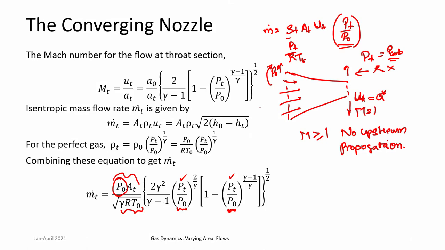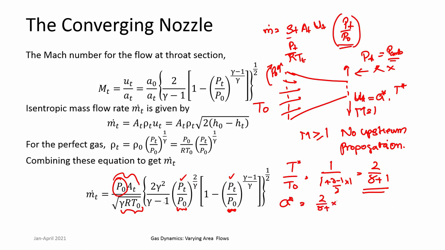So if you started off with an initial T naught, that is the stagnation temperature, you can find out the corresponding T star. T star by T naught is 1 by 1 plus gamma minus 1 by 2 multiplied by 1, which is 2 by gamma plus 1. So this value is known, and correspondingly you can find a star as the square root of 2 by gamma plus 1 multiplied by gamma R T naught.